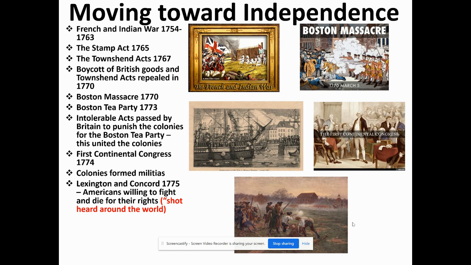Then you have in 1773 the Boston Tea Party. Now, the Boston Tea Party is a true protest. So, whereas the Boston Massacre is something that just kind of happens, and it angers a lot of colonists, and people are still angry about the Boston Massacre by 1773. The Boston Tea Party is a coordinated protest.